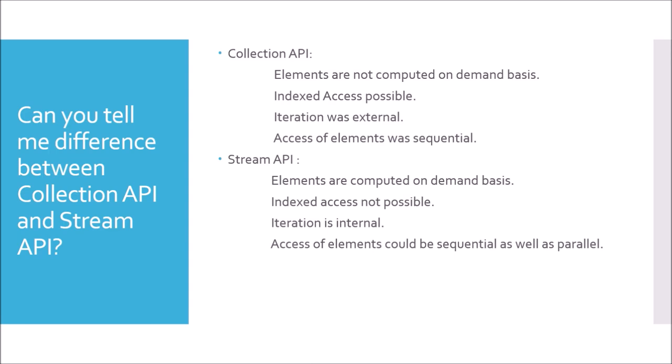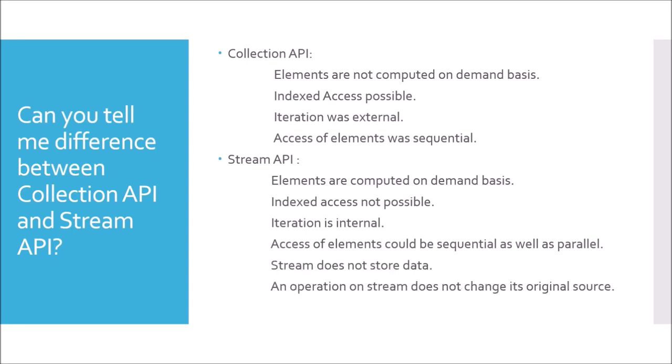Now this was one of the important concepts. If you have multi-core processors, you can use parallel processing as well. The Stream API provides two types of streams: one is sequential stream, one is parallel stream. A stream does not store data. An operation on a stream does not change its original source. A stream does not have a fixed size. So this was all about the basics of Java 8 interview questions.